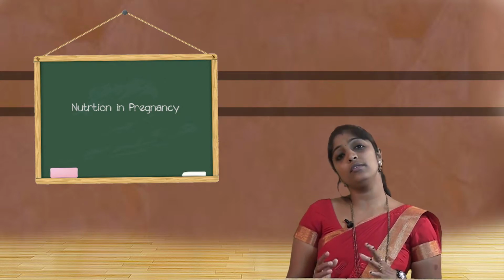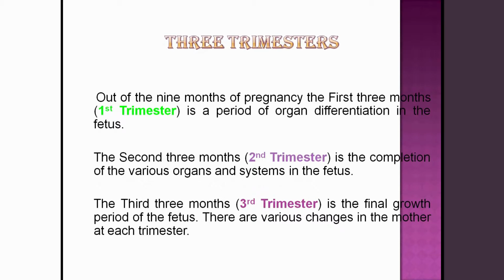We can divide the pregnancy into 3 trimesters. The first 3 months are the first trimester, which is the period of organ differentiation. The second trimester, the 4th to 6th months, is the completion of the various organs or systems in the fetus. The 3rd trimester is the period of final growth of the fetus. There are various changes happening in the mother during each trimester.